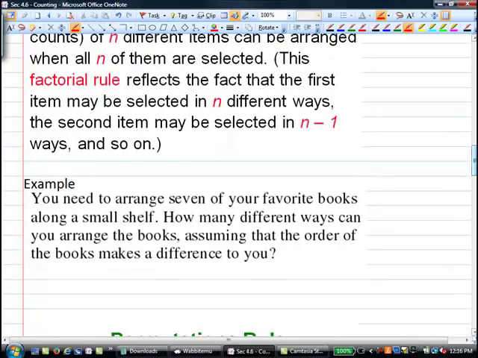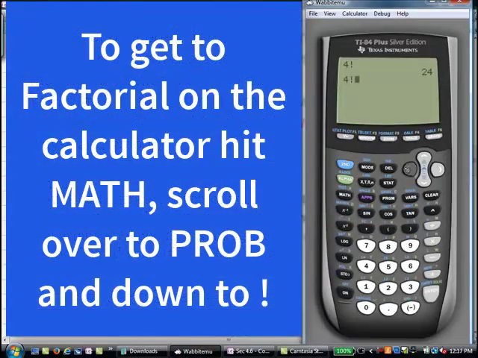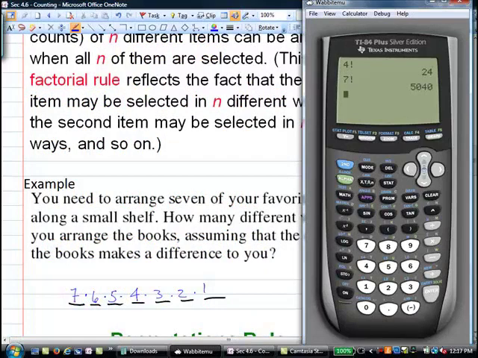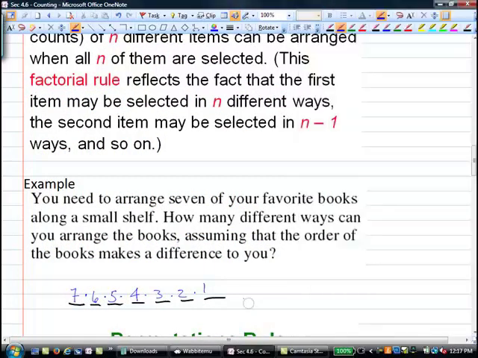You need to arrange 7 of your favorite books along a small shelf. How many different ways can you arrange the books, assuming that the order of the books makes no difference to you? So you have a shelf and you have 7 books, your 7 favorite books. How many choices do you have for the placement, or what book goes in the first position? 7. And how many choices do you have for the next book? You see how this works? 4, 3, 2, 1. So if you want to know the number of different ways you can arrange the books on your shelf, all you've got to do is find 7 factorial, and that's 5040. There's 5040 different ways you can arrange those books on your shelf.